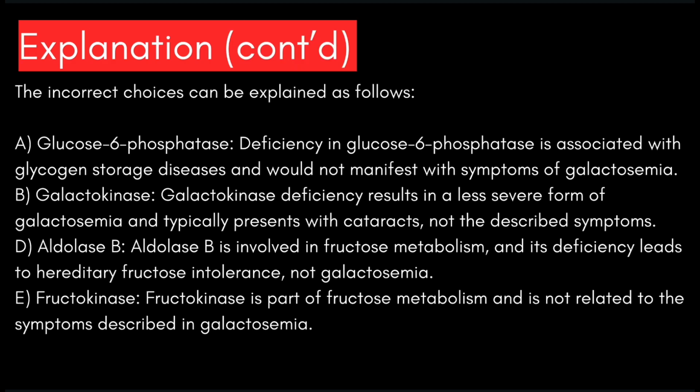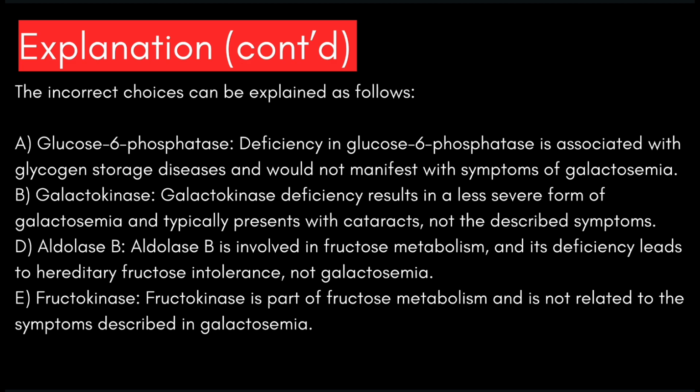Let's see why the other answer choices are incorrect. Glucose 6-phosphatase: the deficiency in glucose 6-phosphatase is associated with glycogen storage diseases and would not manifest with symptoms of galactosemia. Galactokinase deficiency results in a less severe form of galactosemia and typically presents with cataracts, not the described symptoms.